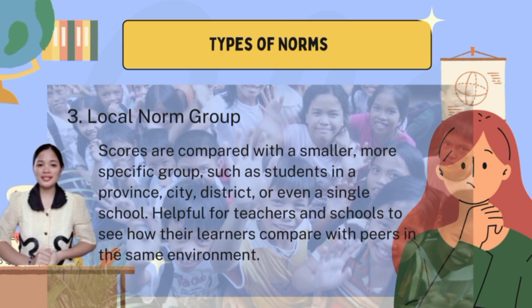The third one is the local norm group. In the local norm group, the scores are compared with a smaller, more specific group such as students in a province, city, district, or even a single school. It is helpful for teachers and schools to see how their learners compare with peers in the same environment. An example of this is a science quiz where a student's score is compared only with the other grade 10 students in the same district, not the entire country.